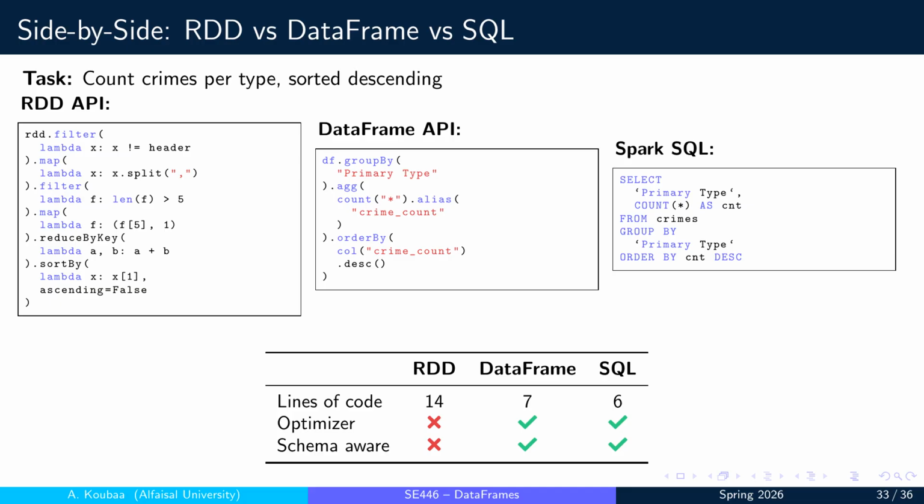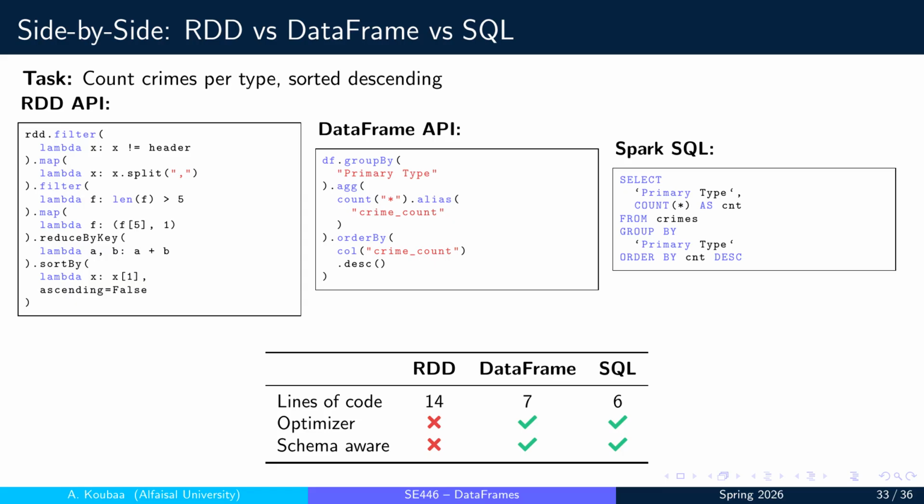It is quite verbose. In the middle, the data frame API is much more declarative. We can simply group by the primary type column, call count, and then order by the count in descending order. This should feel very familiar to those of you who have used pandas. Finally, with Spark SQL, it's a standard SQL query.